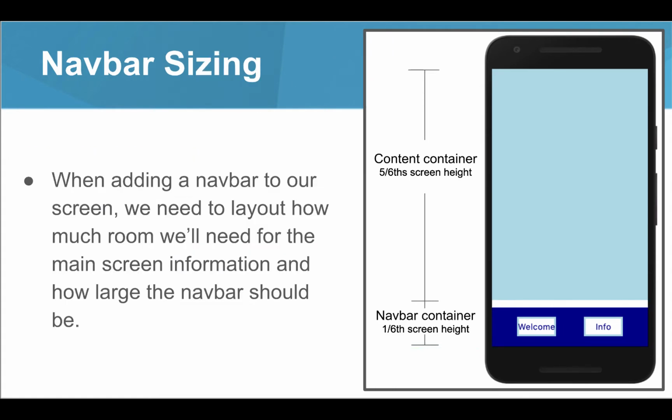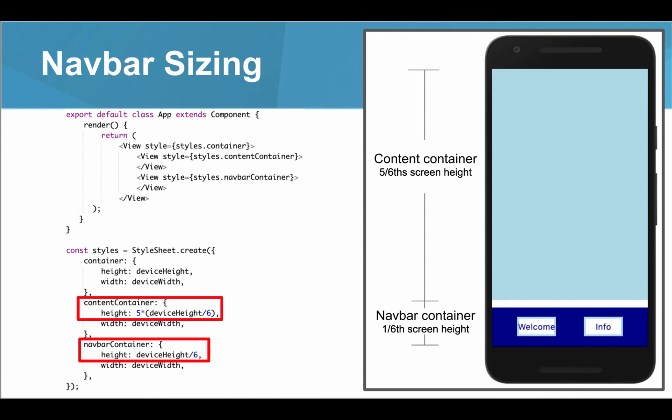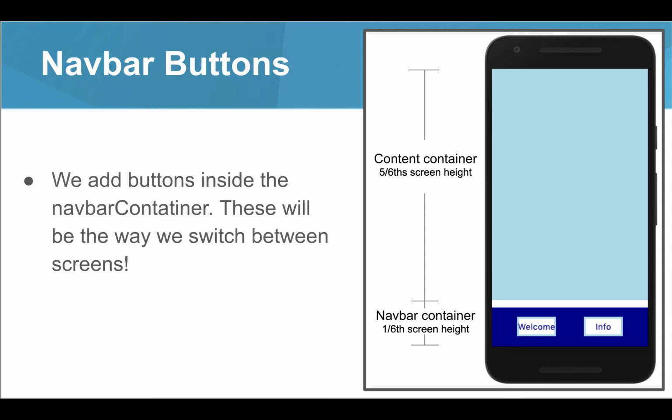We're then going to need to size the components accordingly. We can do this in our style sheet. Here, we've made the content container 5/6 the entire height of the screen, and the navbar the remaining 1/6. Now we need to add in the buttons. We'll add them directly inside the navbar view component, and we'll use them to switch between screens.